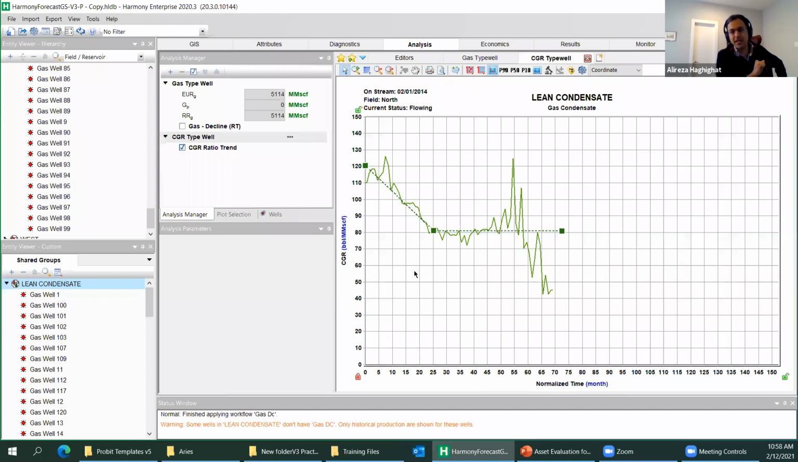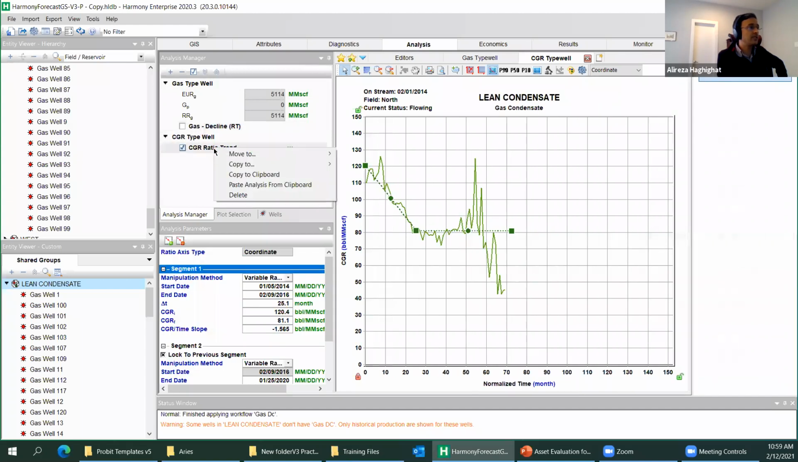One profile for gas that I believe is the average performance of the wells that are located in the lean condensate area. And I have a profile for condensate to gas ratio for the wells that are located in the lean condensate area. So what I can do now, I'm going to drill a new well, and I want to see how that new well will perform. So I right click here, I click these two trends on clipboard, and now I'm going to drill a new well.